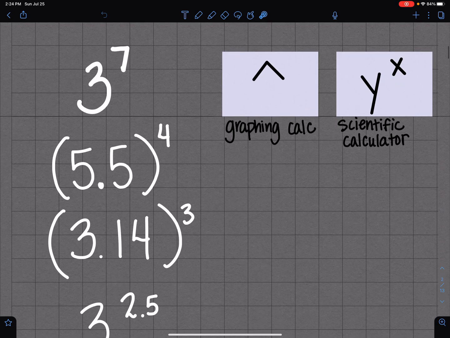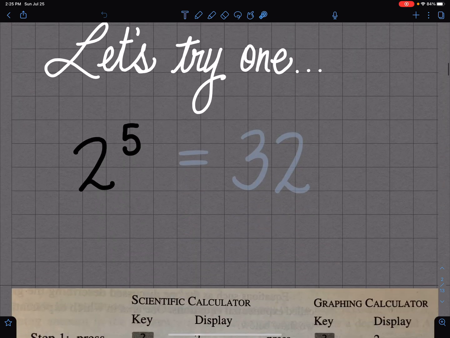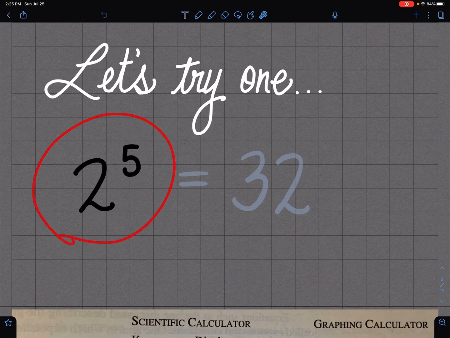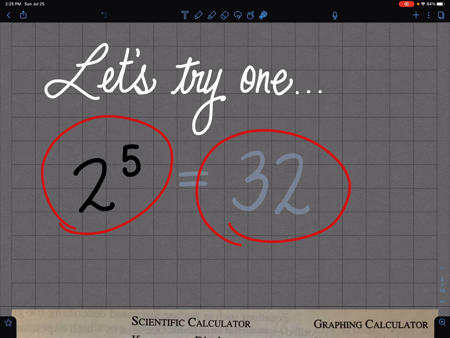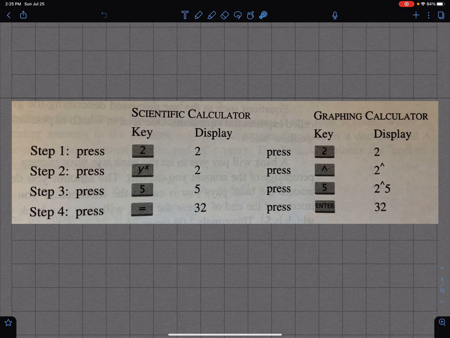Okay, so let's see, we're going to do 2 to the, okay, let's try one, 2 to the 5th. Now, you're probably already going to know this, that when you figure this out, the answer is going to be 32. But we want to start with an easy one, so that way you can make sure that you're doing it right on your scientific calculator or on your graphing calculator. Okay, so here's how you do it.